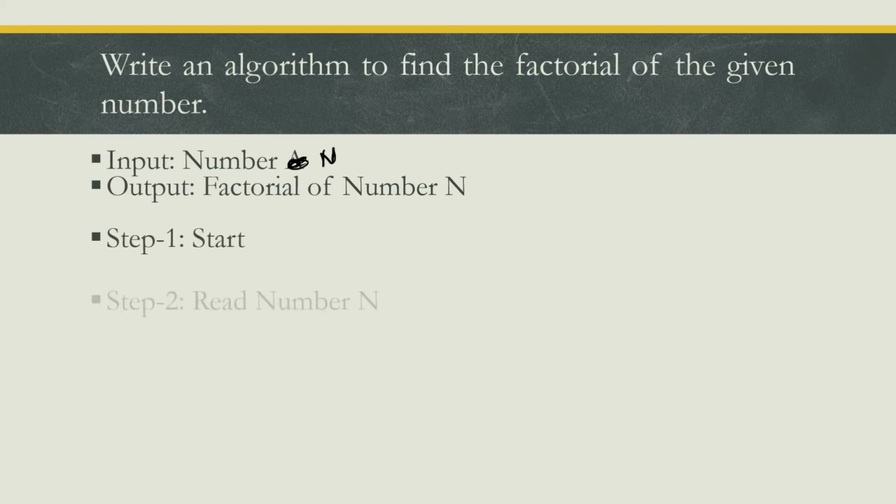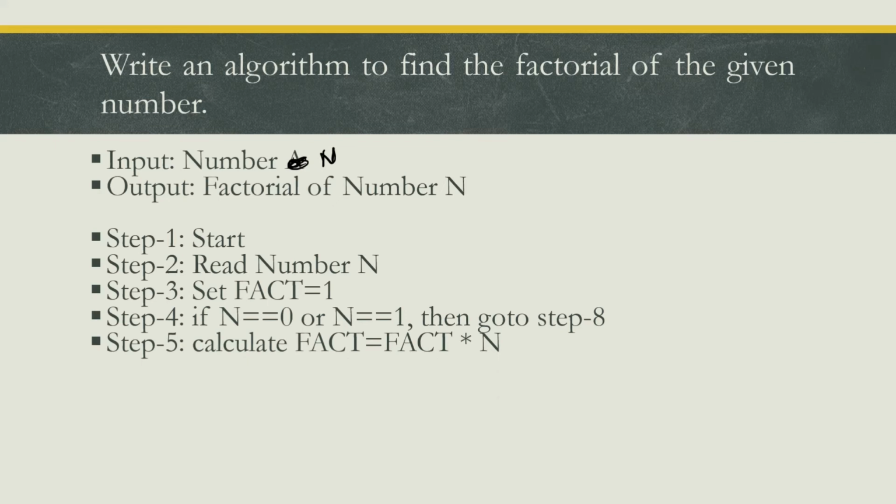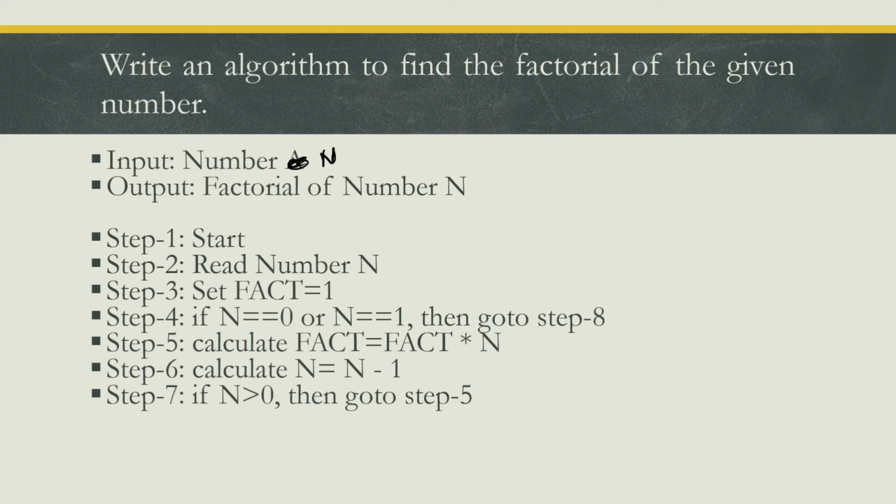Very first step is start. Step 2, the user will have to enter number n. Step 3, we have to set one variable fact which will be initialized by 1. Step 4, we check if n is equal to 0 or n is equal to 1, then definitely the factorial of that number is 1. If it is not, then we calculate fact is equal to fact into n. Then we decrement n by 1. Then if n is greater than 0, we repeat from step 5. If this condition becomes false, then we print fact and end.